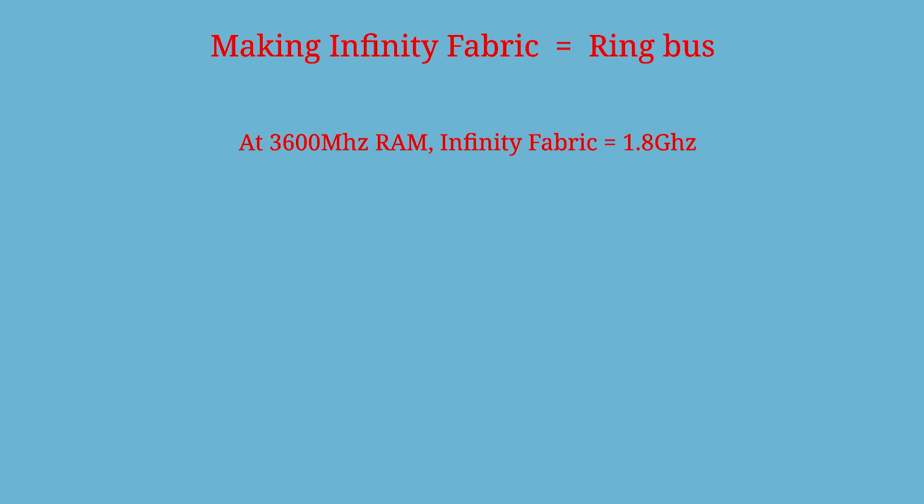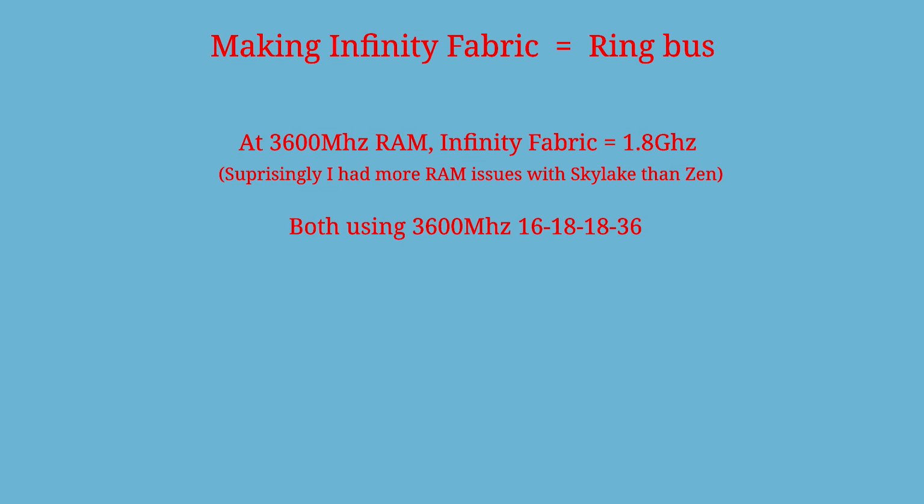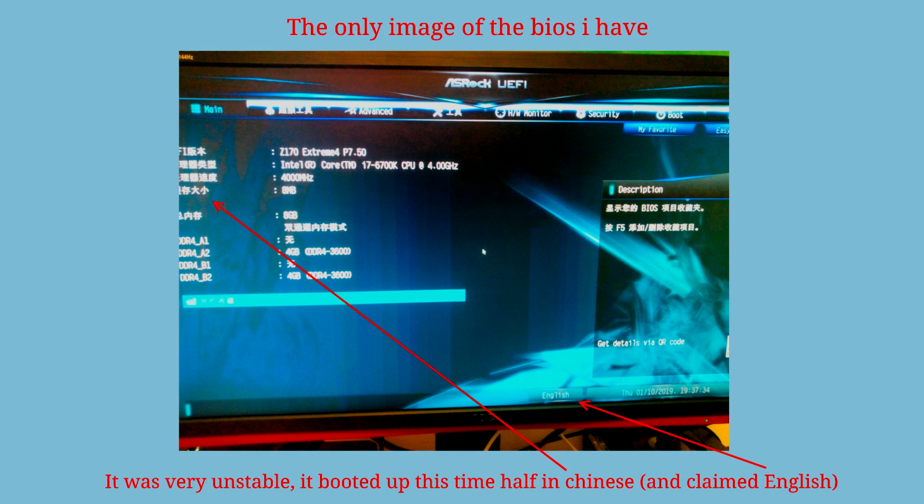I chose 3600 MHz because it's the fastest that I can really get my Ryzen 7 and my Skylake CPU to run stably. In the Skylake CPU, I set the same memory speeds and timings. The timings were 16, 18, 18, 36. So now both CPUs have the same memory speed. All I have to do is set the Ring Bus speed to 1.8 GHz to match the Infinity Fabric. So I went into the BIOS and dropped the Ring Bus clock speed to 1.8 GHz and restarted the machine.